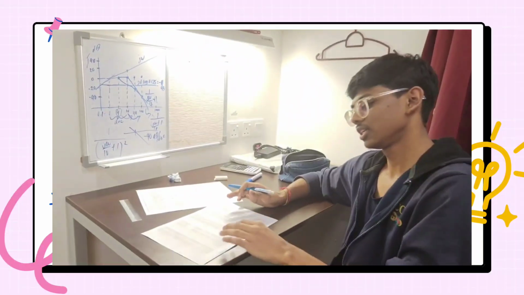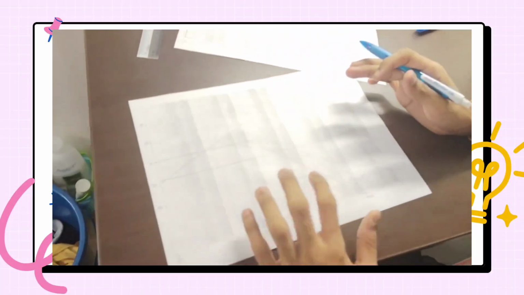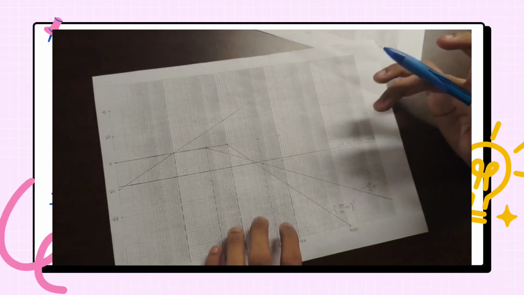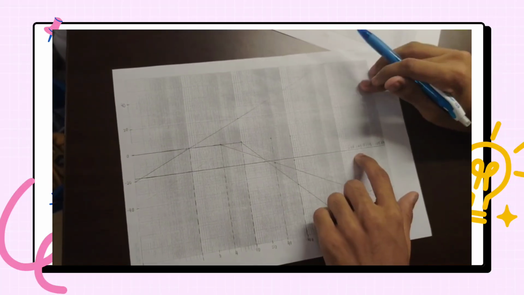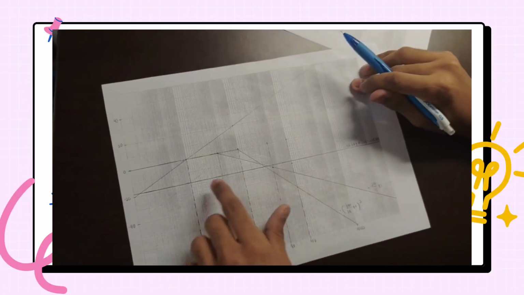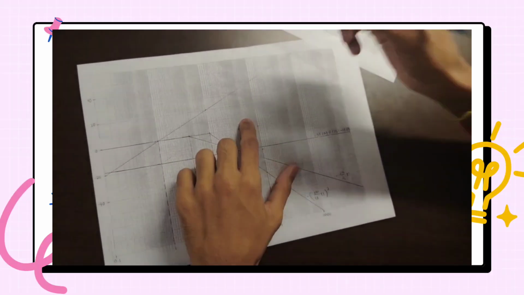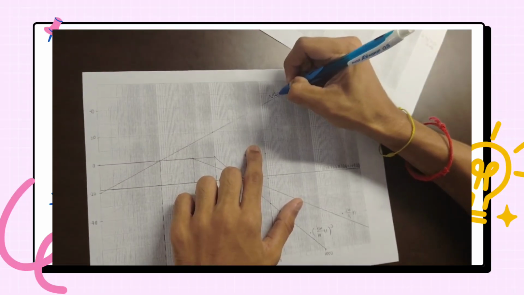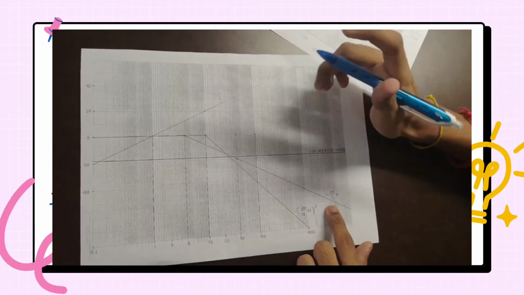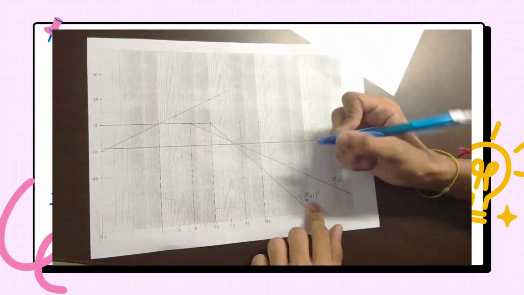Okay, so this is how it looks in the original Bode plot graph. So we have the gain straight line, the zero at origin, simple pole and double pole.